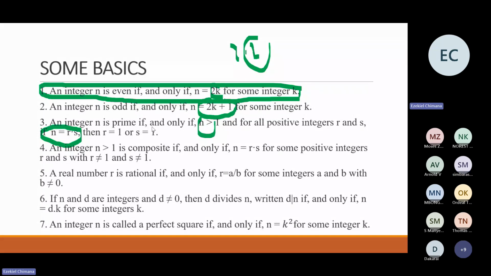Okay, Simbarashe, you can. A prime number is a number that can only be divided by 1 and itself. That can be divided by 1 and itself. Exactly.